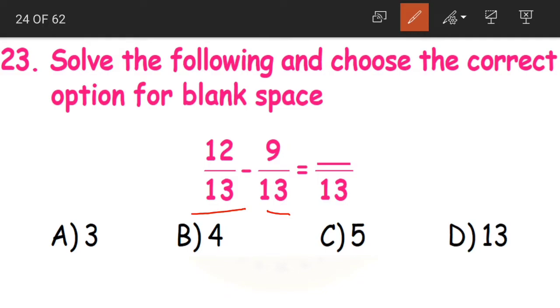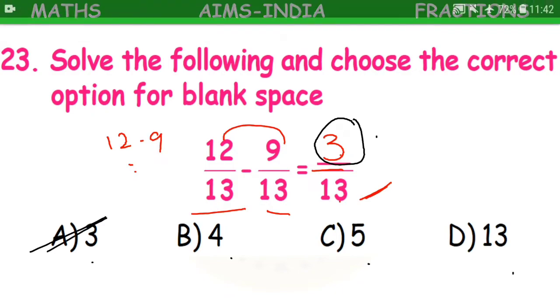How will we subtract, children? 12 minus 9 is equal to 3 divided by our common denominator 13, that is already there. So what number did we write now in the blank space? 3. And if you look at the options 3, 4, 5 and 13, which is the correct one? Option A, 3 becomes our correct answer.